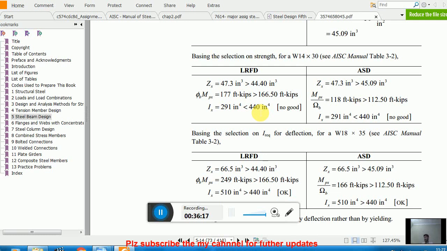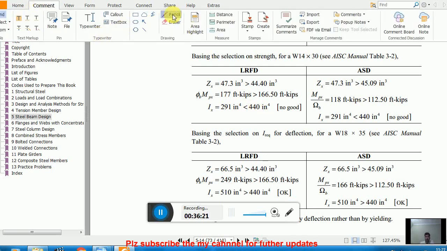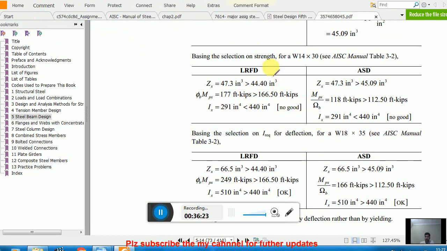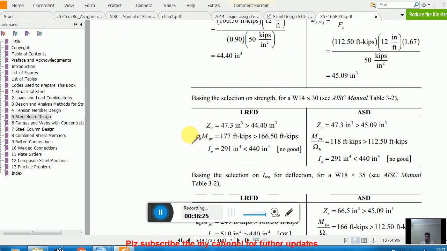So that is what I want to share with you: sometimes you design the section, and although your section is okay, its capacity is more than the acting factored moment, but the section fails in the deflection criteria. So if you select the section on the basis of your deflection criteria, I think that also definitely works for your factored moment.